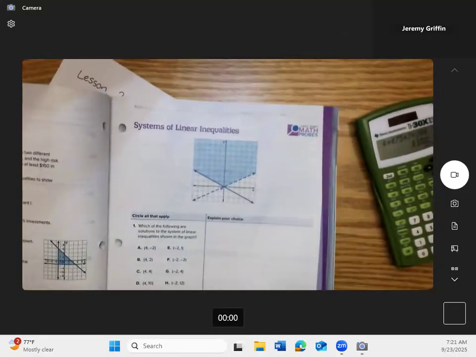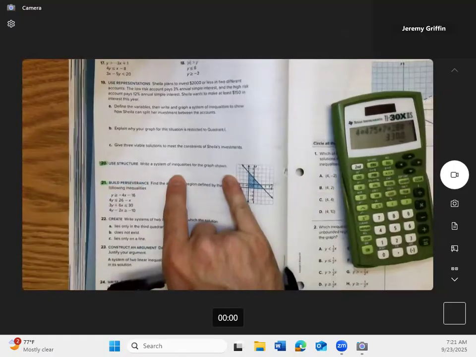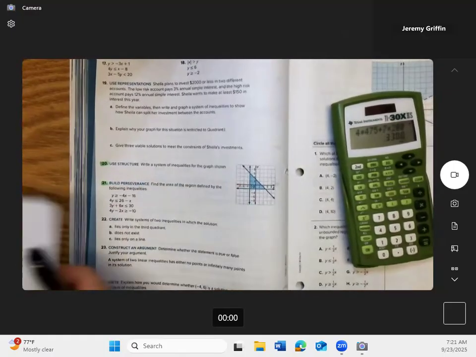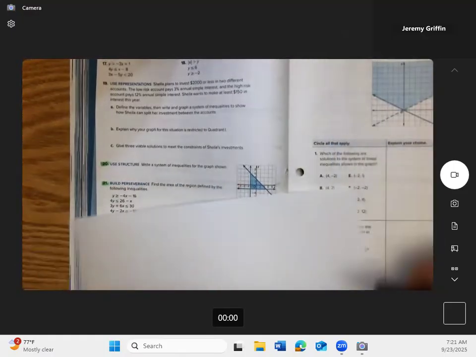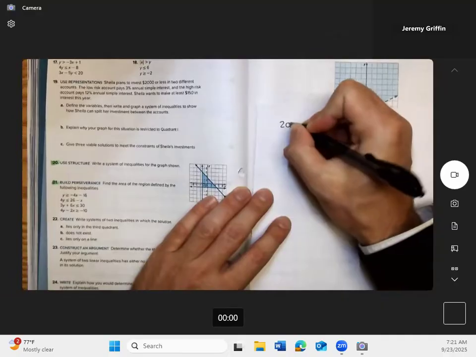Next, all right, let's do 2 more. Number 20, write a system of inequalities for the graph shown. So this is just backwards from what we've been doing. Before, we took equations to make the graphs. Now we're going to be given a graph and make the equations. We can do that. Number 20.